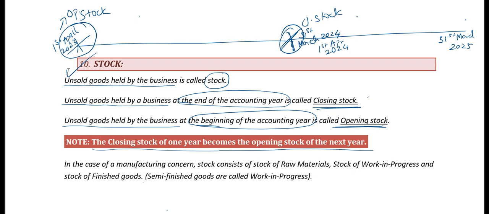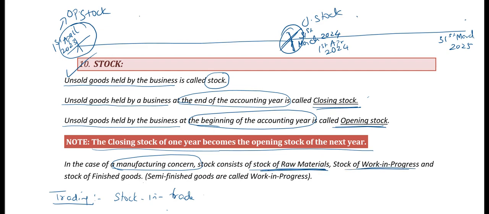Now, in the case of a trading concern, it buys and sells goods. So there will be only stock in trade in the case of a trading company. However, in the case of a manufacturing company, stock consists of stock of raw materials, stock of work in progress, and stock of finished goods. Semi-finished goods are referred to as work in progress.